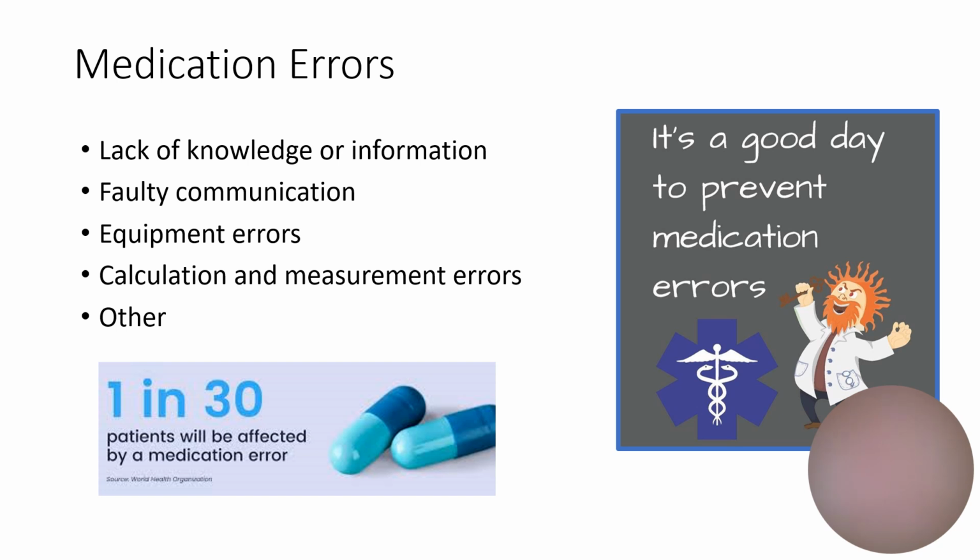Equipment errors. Wrong equipment is used to administer the drug, or equipment malfunctions, or it's not used properly, like a barcode scanner. Calculation and measurement errors. An error in calculating the dose is made so the patient receives the wrong dose. There's confusion in the unit of measurement. For example, a drug is prescribed based on kilograms and dispensed or administered based on pounds, or vice versa.